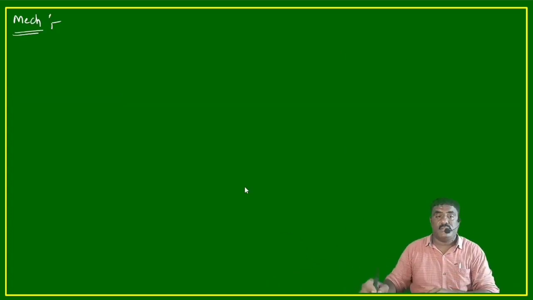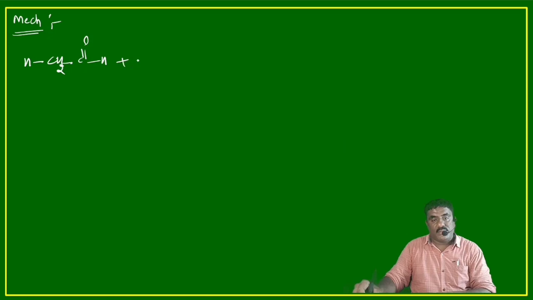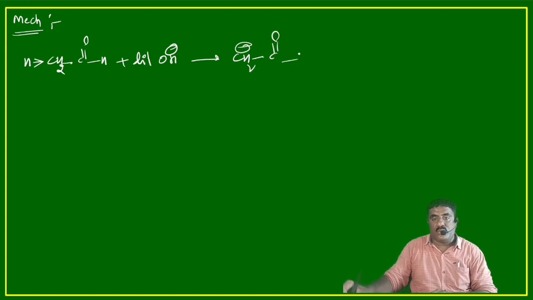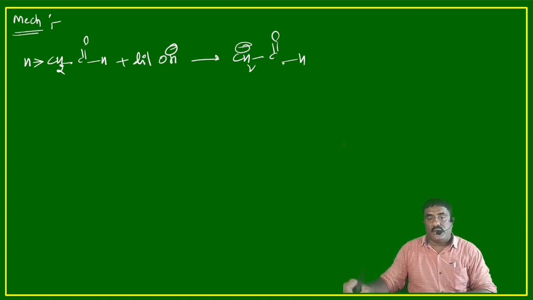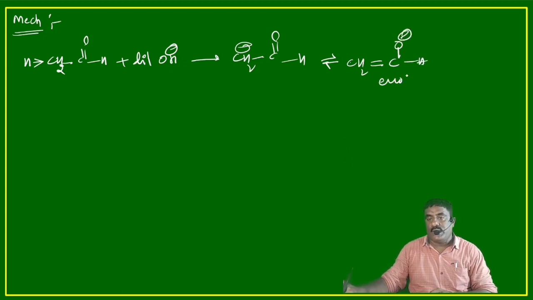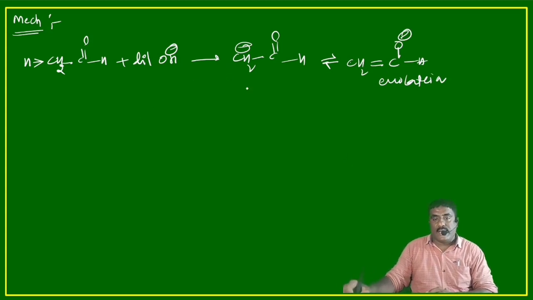Have a look at the mechanism. Aldehyde, I am writing aldehyde, H CH2 C double bond OH, in the presence of dilute base OH minus. This base abstracts the proton in the form of H plus. It gives CH2 minus C double bond OH. It is tautomerized, so it forms an enolate ion, CH2 double bond C O minus H. It is an enolate ion, this carbanion.